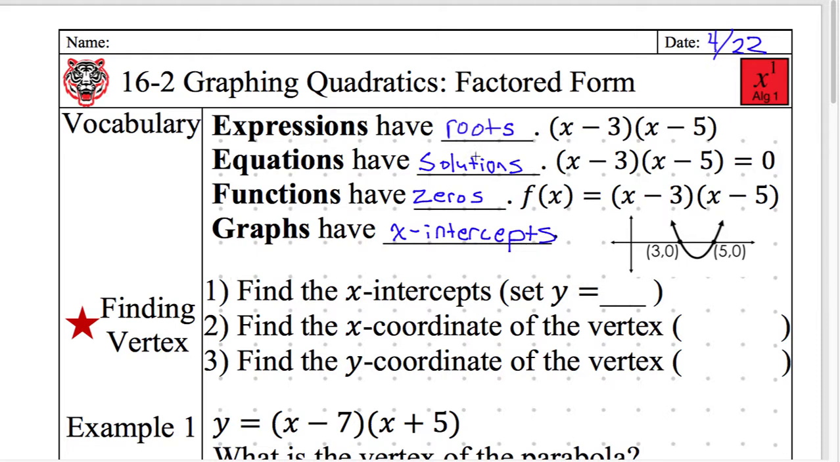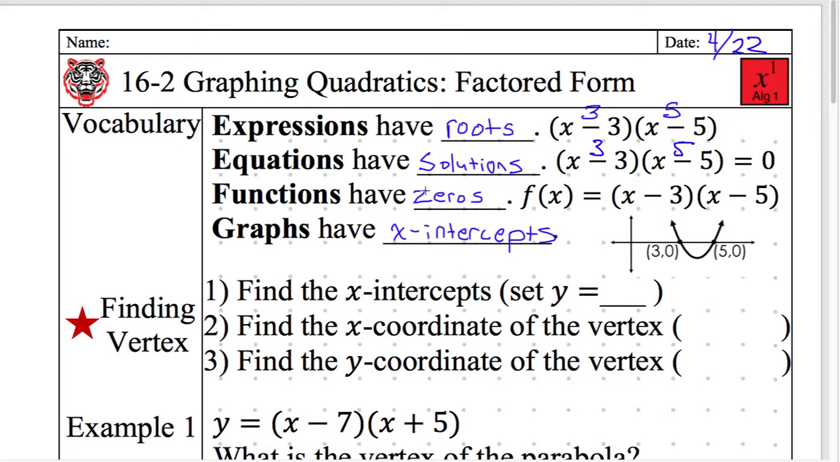Roots, solutions, zeros, x-intercepts. In this unit, and basically in any unit, it doesn't specifically talk about quadratics, but these are the same words talking about different things. An expression is just a statement, no equal sign. If I solve this, I get roots. My roots are 3 and 5. If I'm talking about the solutions, that was our homework last night, where I set this thing equal to 0. I now have an equation. If I solve for 0 and use the zero product property, and I get 3 and 5, 3 and 5 are the solutions, if I'm talking about equations.